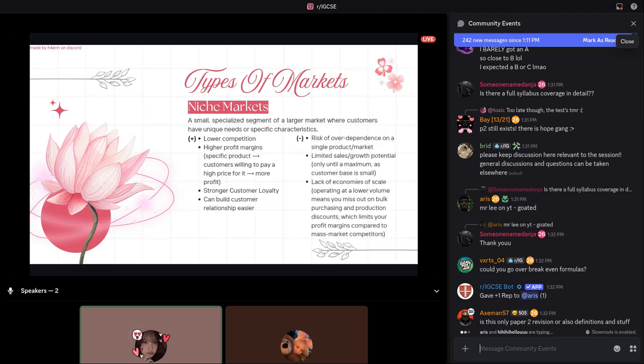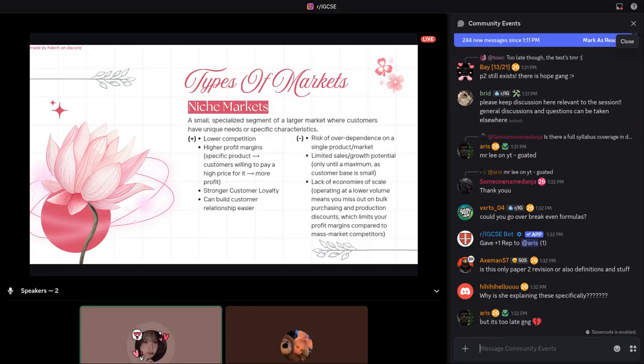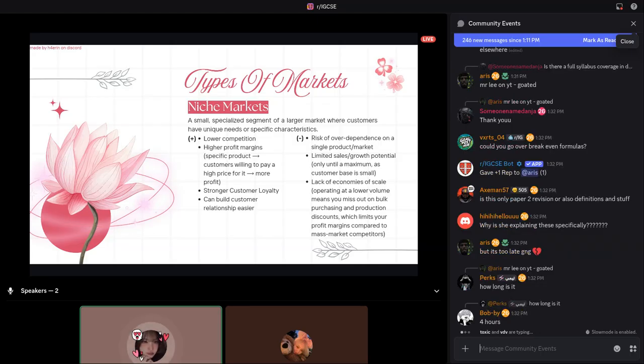This is a session talking about paper two tips and tricks, marketing and finance, just to clear things up again. And the disadvantages are risk of overdependence on a single product or market. So in niche markets, because there's a specific product, businesses may be focused on only selling one product, and of course they will be depending on this one product. So if it fails, then the business also fails, which shows how dependent they are on the product.